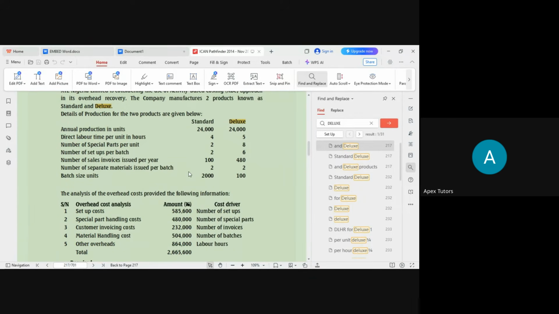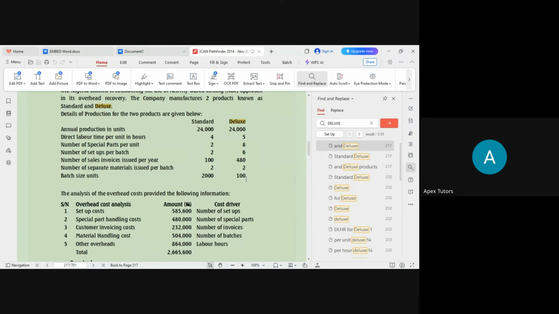So the point is this. For you to know the number of batches you can get from 24,000 units, what will you do? It will be 24,000 divided by 2,000. You will know the number of batches you can obtain for standard. For the loss, for you to know the number of batches, it will be 24,000 divided by what? 100. You know the number of batches.